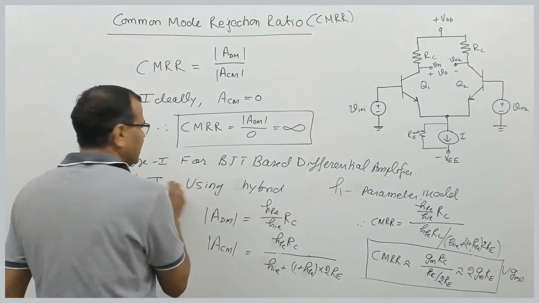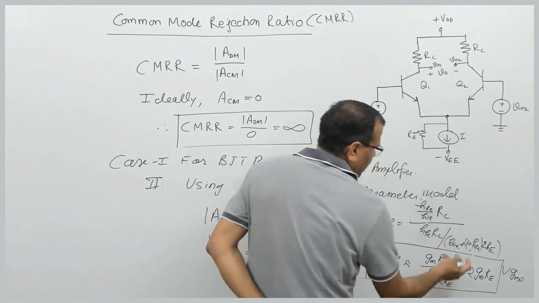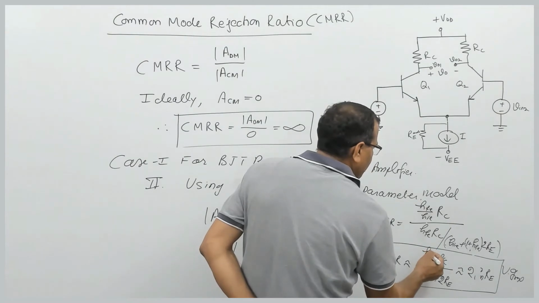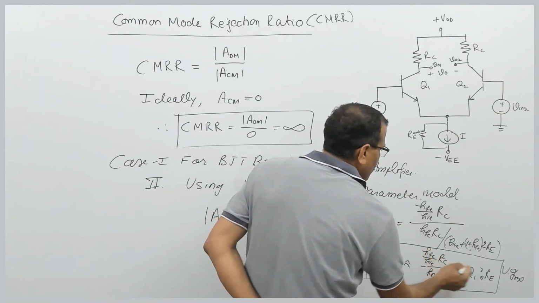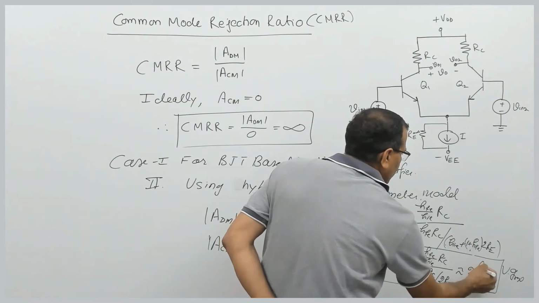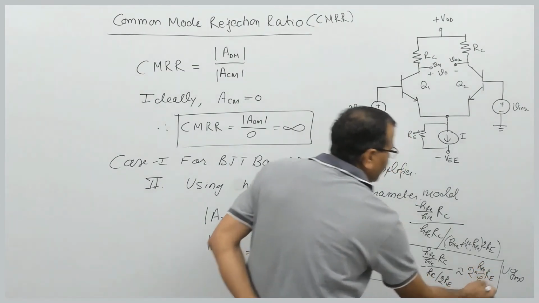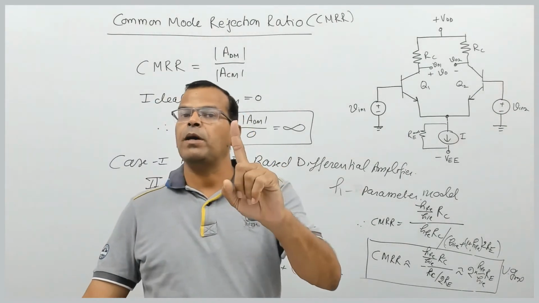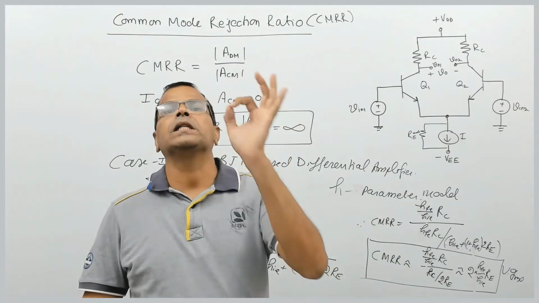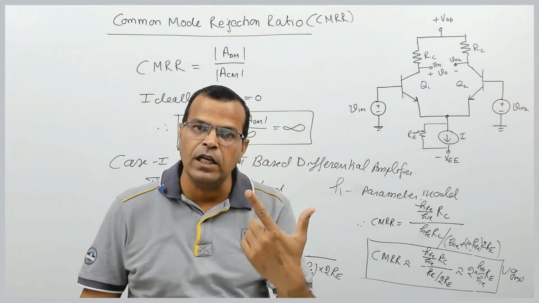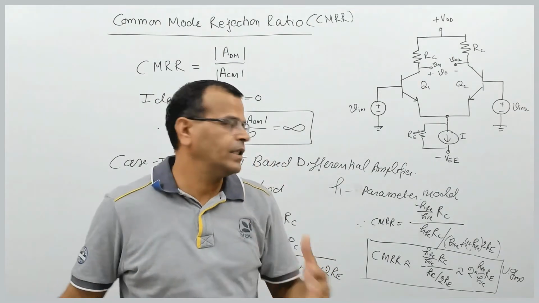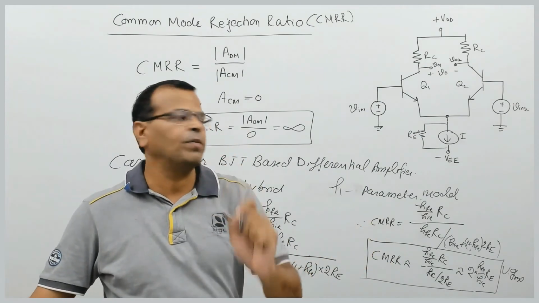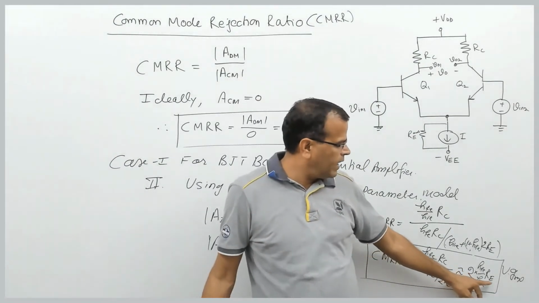Expression here is exactly similar. So you can use approximation here, and that will be replaced by HFE by HIE, and this will be 2 into HFE upon HIE. All expressions will be similar to the previous case. Replace beta by HFE, replace GM by HFE upon HIE, replace R pi by HIE, you will get that expression. Although I have already derived these expressions, you can refer to my previous videos, but my focus is here again on this.